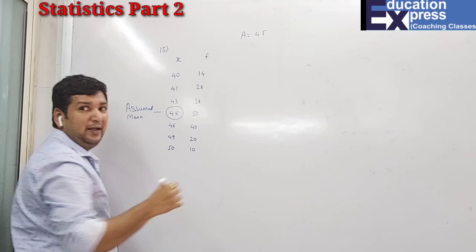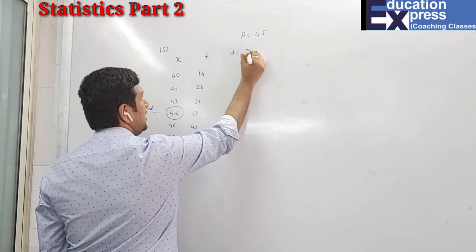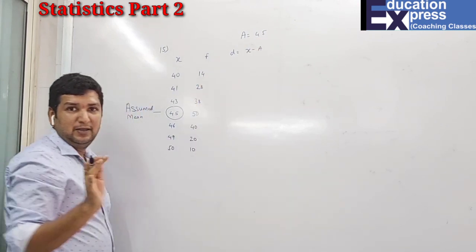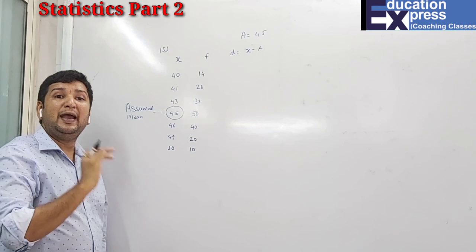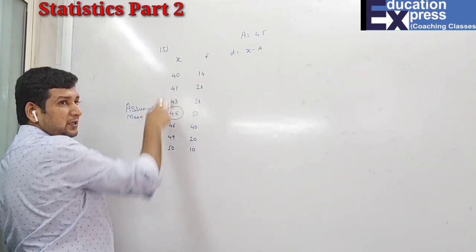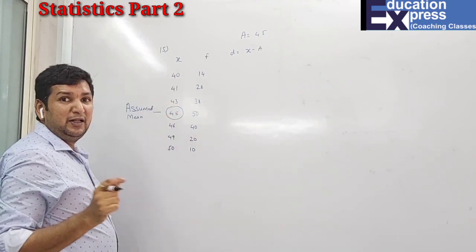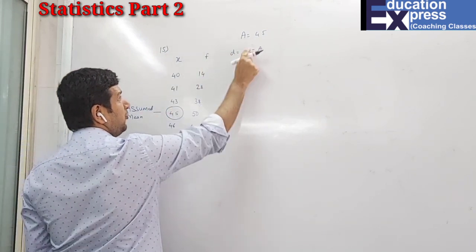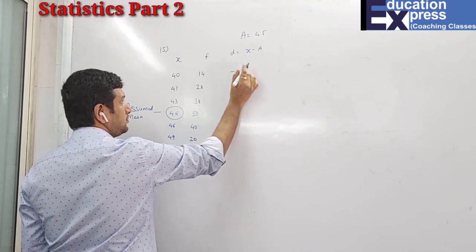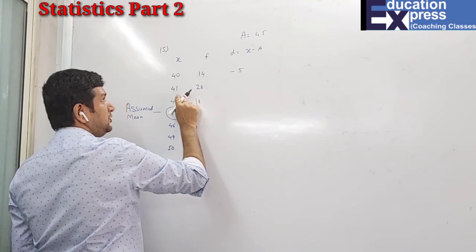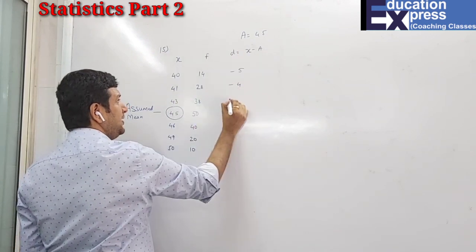Now here, instead of finding t, you have to find d, which is simple, x minus A. In step deviation we have x minus A divided by i. Here it's only x minus A. What is x? This. What is A? 45. Now let's start finding the values. 40 minus 45 is minus 5. 41 minus 45 is minus 4. 43 minus 45 is minus 2.